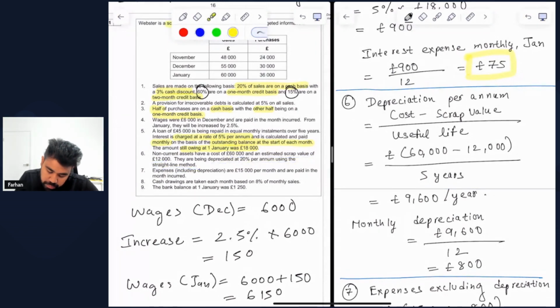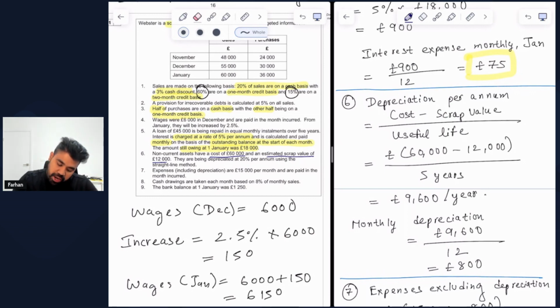So we know the assets have an original cost of £60,000. So let's highlight that, £60,000, and an estimated scrap value of £12,000. Now, what's the meaning of scrap value? Scrap value simply stands for the amount that you should be able to sell the assets for at the end of its useful life. So once the assets have been fully utilized, if you were to dispose of them, you would be able to sell them for £12,000. So that is the meaning of the scrap value here.